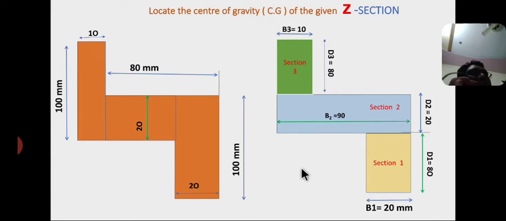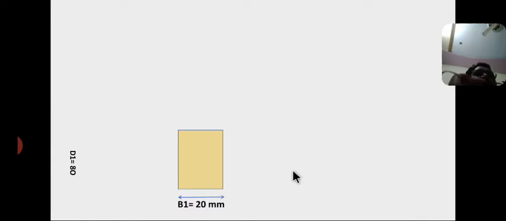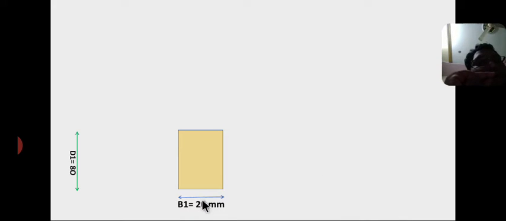Now I am considering the reference axis: X-axis at the bottom edge and y-axis at the left side edge. O is the origin. Now coming to the areas. A1 is the area of the bottom rectangle. So area 1 equal to B1 into D1 equal to 20 by 80. This is the area 1.